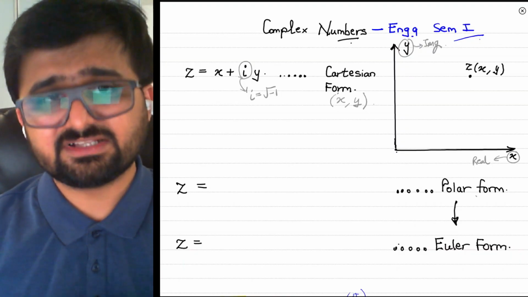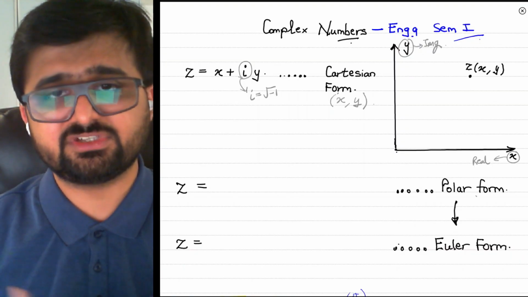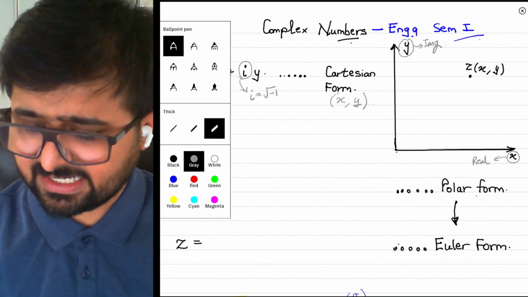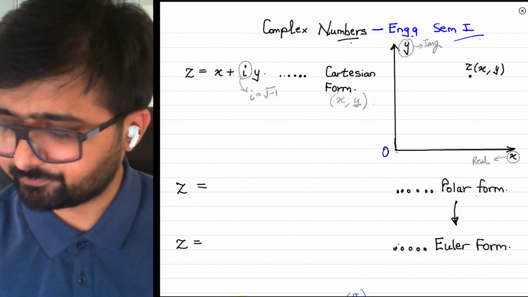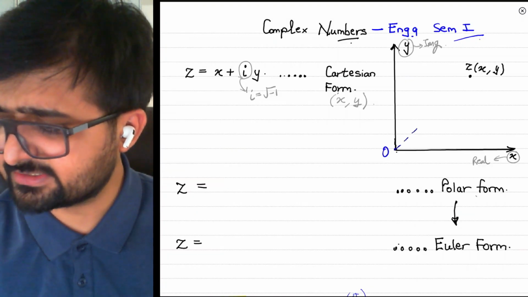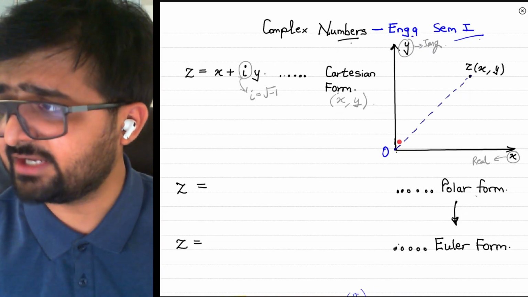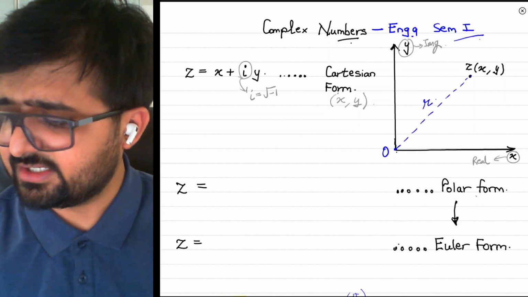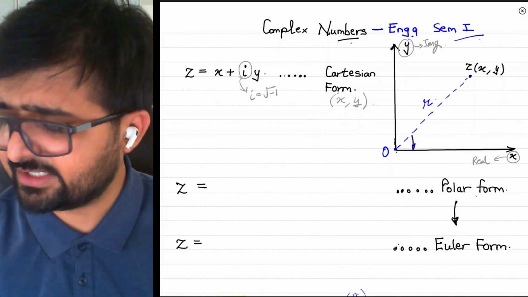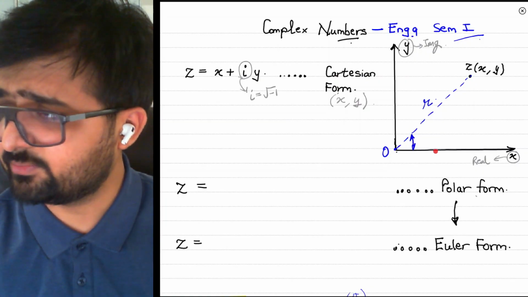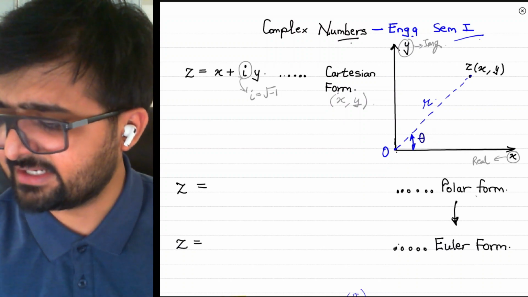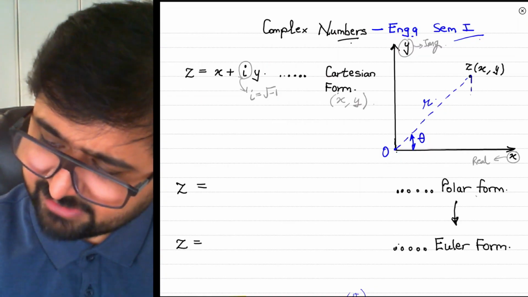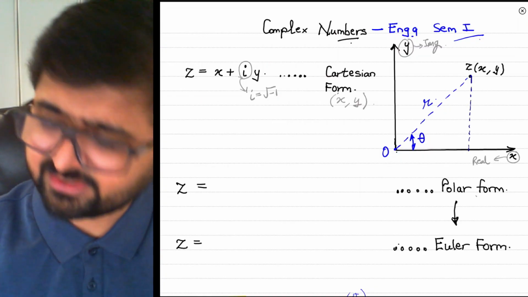Complex numbers can be represented in another form, which is called polar form. In order to develop polar form, let's say I have this origin. From the origin, let's say I draw a straight line to z. Let's say that distance is r. And let's say the angle that line OZ makes with the positive x-axis is theta. And let's complete that triangle, a right angle triangle.